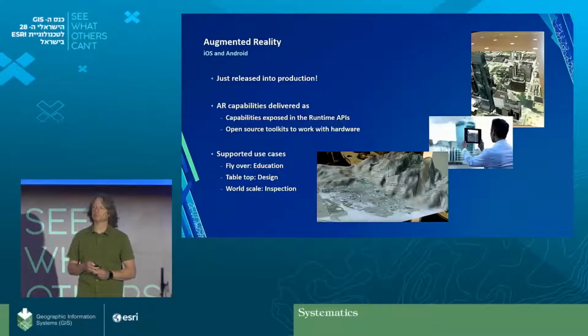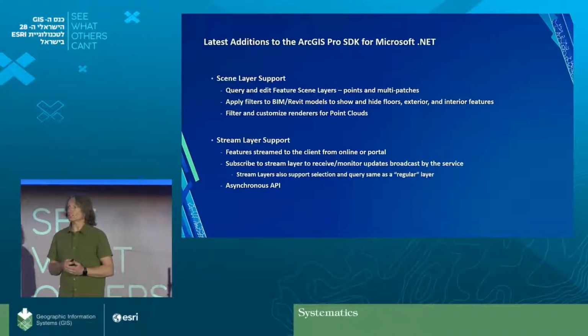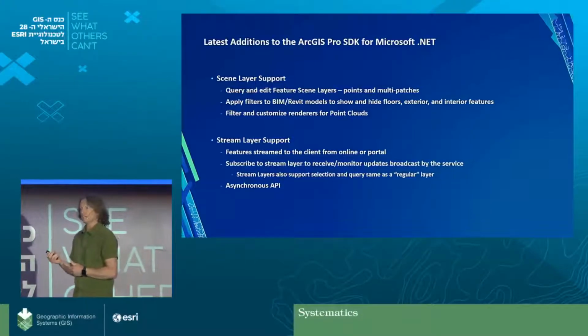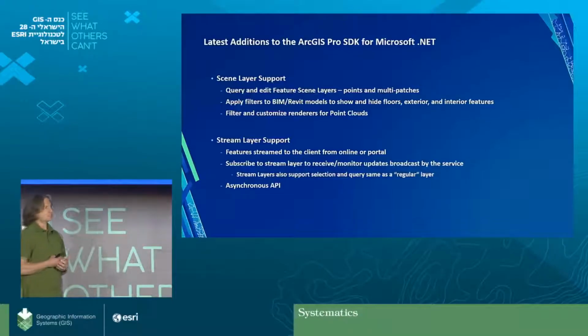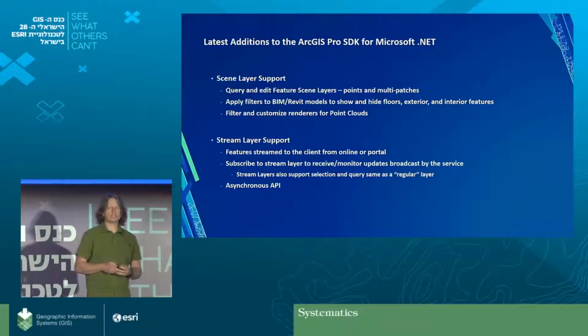Finally, let's take a look at the .NET SDK for ArcGIS Pro. The team's been adding a lot of small enhancements across the entire surface of the API, but this last year it's released two brand new APIs that expose capabilities that are available to end users in the application. The first one is scene layer support, and the last one is stream layers. So this is bringing real-time data into your applications, but for the first time you'll be able to work with that as a developer and an API.